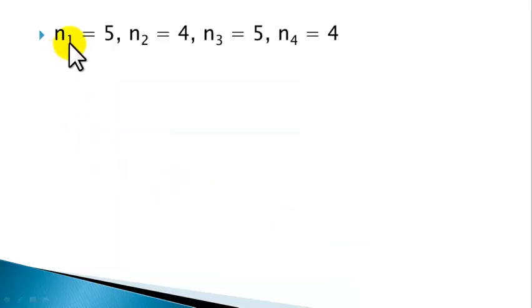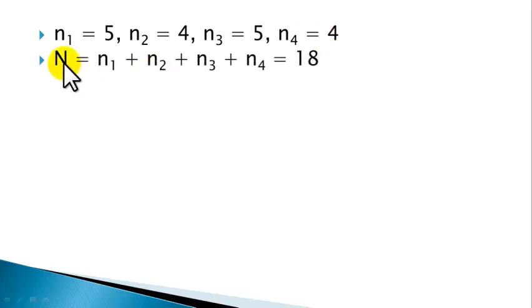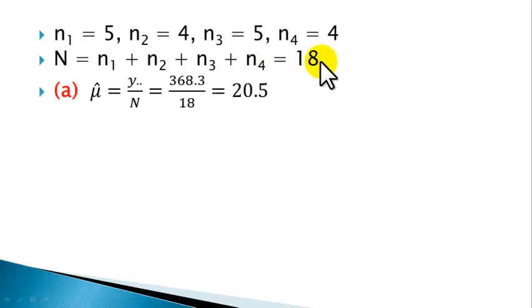Here the number of observations under treatment 1 is N1, which is equal to 5. Under treatment 2, N2 is 4. Under treatment 3, N3 is equal to 5. And under treatment 4, N4 is 4. So therefore, capital N, which is the total number of observations, is equal to N1 plus N2 plus N3 plus N4, and that will give us 18. A, the estimate of mu is equal to the grand total all over capital N. This is equal to 368.3 all over 18, and that will give us 20.5.